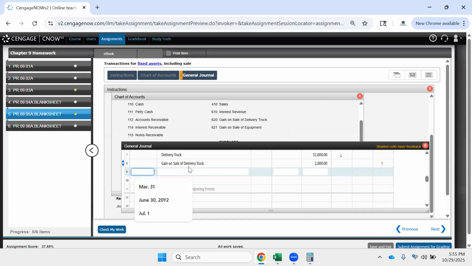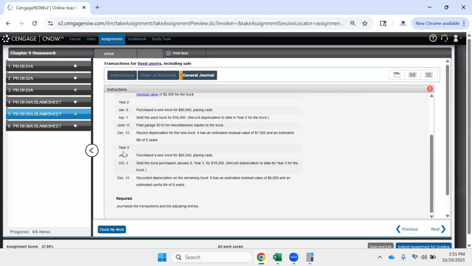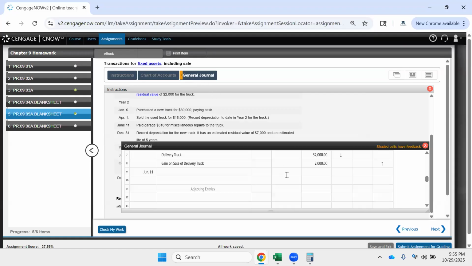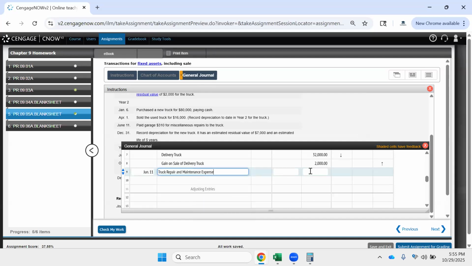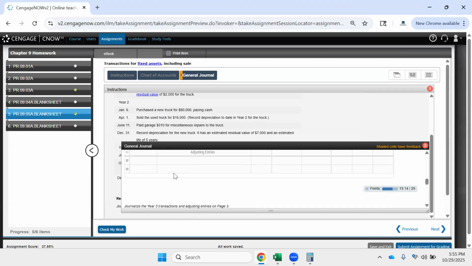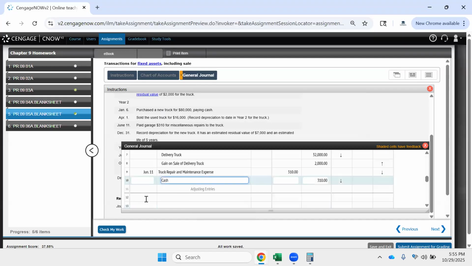And then for June 11th, we paid a garage $310 for miscellaneous repairs to the truck. And that's going to be another repairs and maintenance expense entry. And then at the end of the year, we need to record the depreciation on the remaining truck.